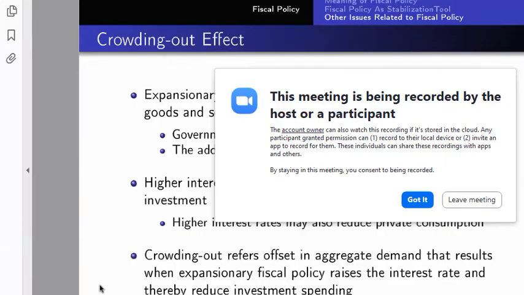So if you are borrowing too much and interest rate is going up, investment will punish you. That punishment is what you are referring to as what? The crowding out effect. All right. So crowding out refers to a reduction in aggregate demand that occurs during an expansionary fiscal policy when borrowing increases interest rates.